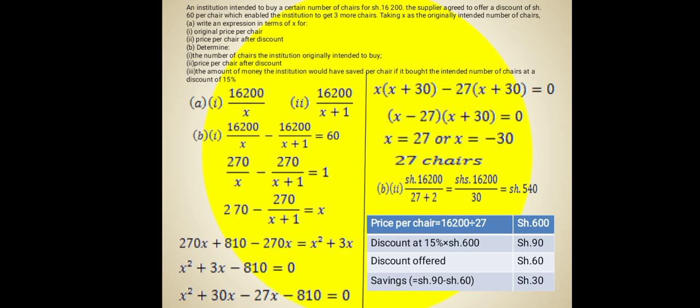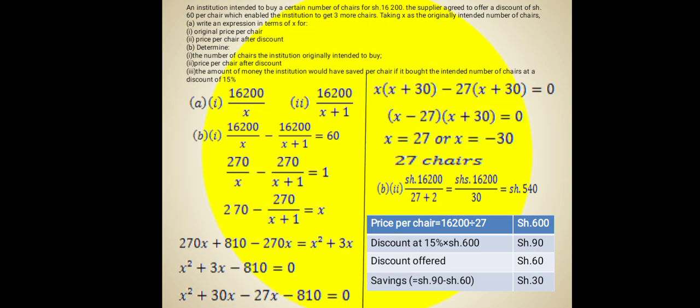You take 16,200, take the original number of chairs, they were 27, plus the additional 3 because of the discount. So the number of chairs becomes 30. So 16,200 divided by 30, you get that the price per chair after discount was 540 shillings.